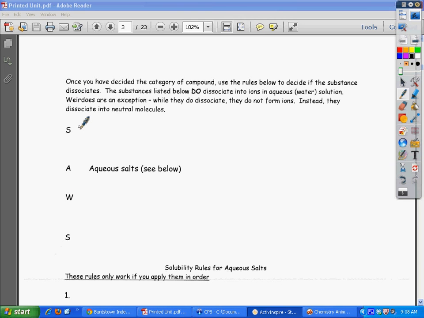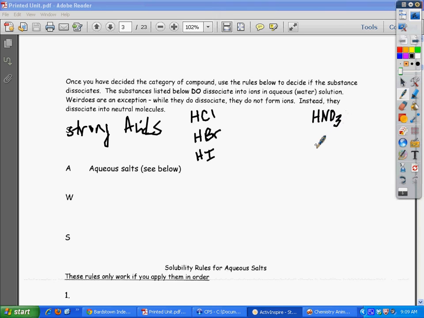These things do dissociate. Strong acids. There are 6 strong acids: HCl, HBr, HI, HNO3, HClO4, H2SO4.